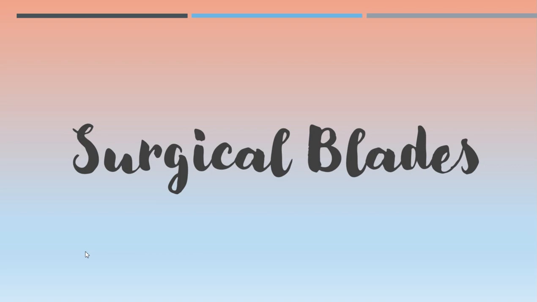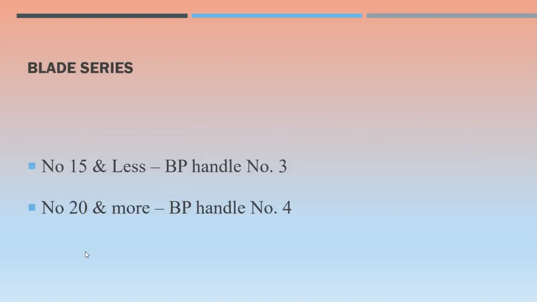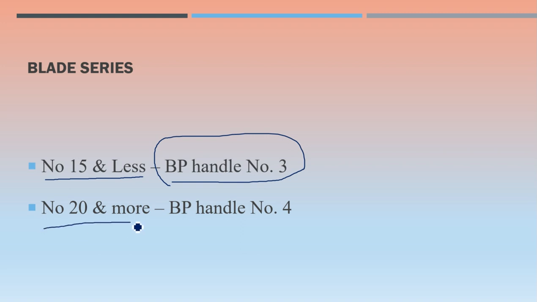Then after covering the needles, next come the surgical blades. There's a blade series, and we can divide it broadly into two groups. The number 15 blade and numbers less than 15 can be used with the Bard-Parker handle number 3. Then number 20 and more: any number that is 20 or more, these surgical blades can be used with the BP handle number 4, right?